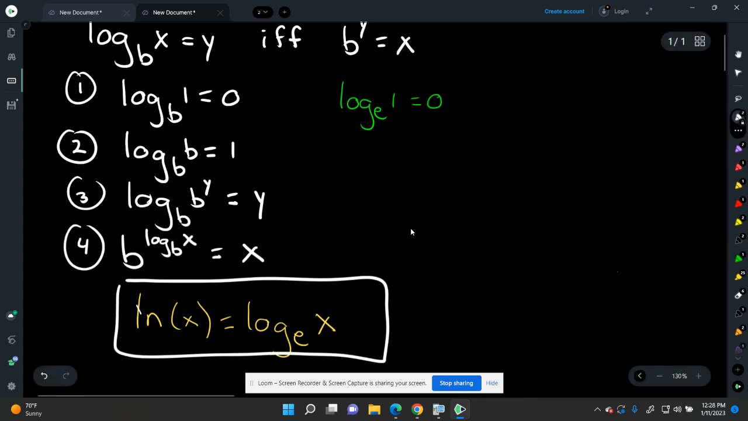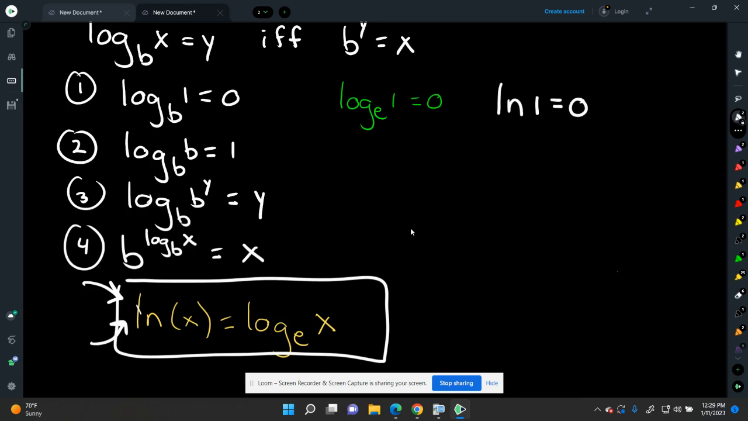Well, that means I can rewrite this. What can I rewrite log base e as? Hint, hint. What's log base e? Natural log. So that means the natural log of 1, what do you think that equals? 0. The natural log of 1 is log base e of 1.